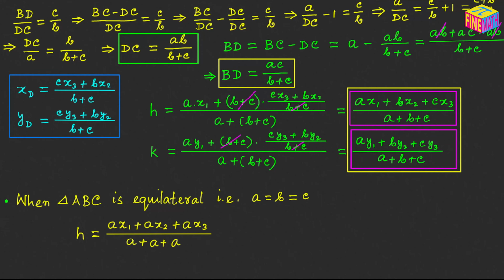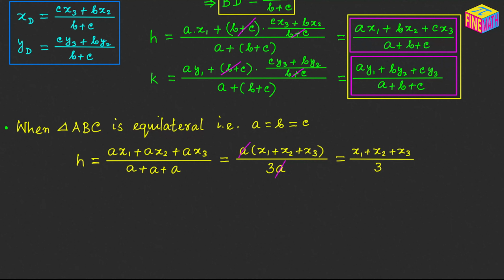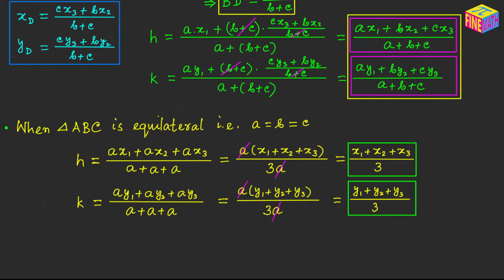So h can be written like this, and if you carefully look at it, it actually becomes x sub 1 plus x sub 2 plus x sub 3 over 3. And similarly, I am going to calculate the value of k, and that also turns out to be y sub 1 plus y sub 2 plus y sub 3 over 3. Now think about these two values here. Do they look like the coordinates of the centroid of a triangle? In fact, that's exactly what it looks like. It looks like the coordinates of the centroid of this triangle.